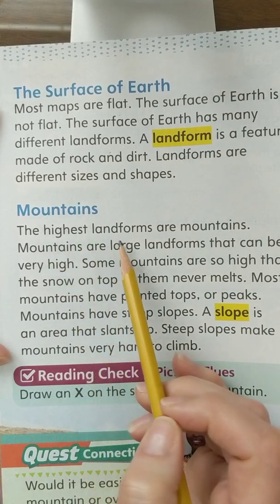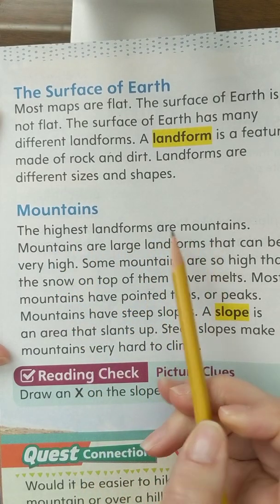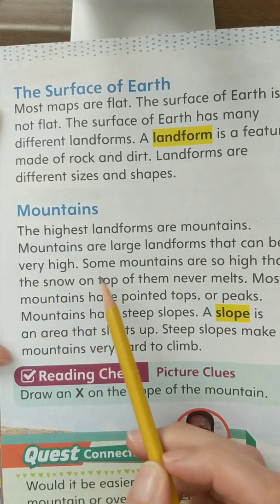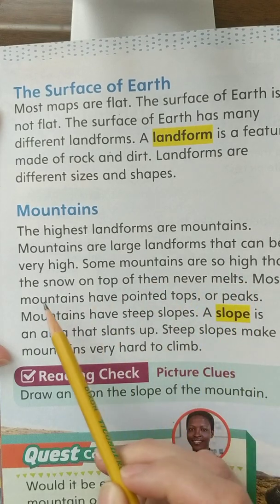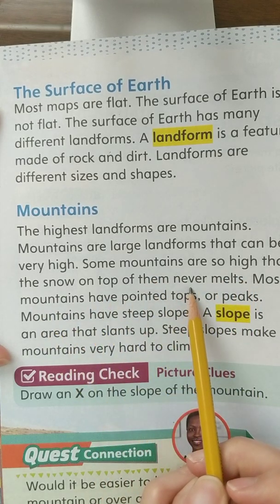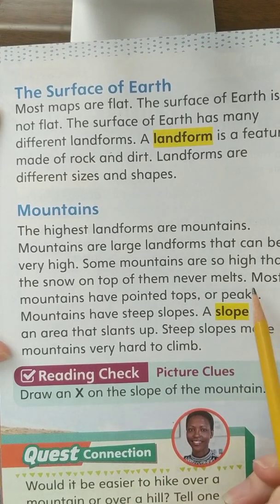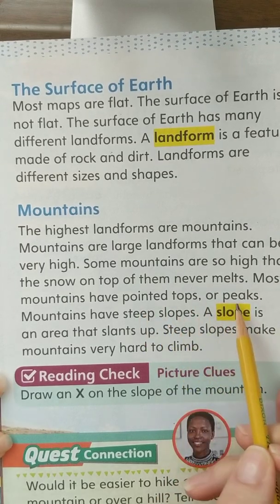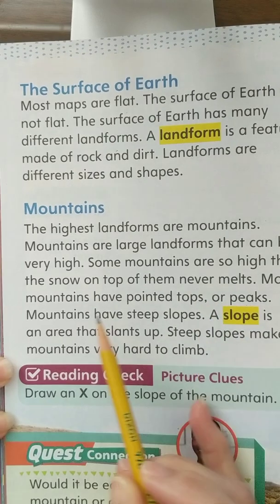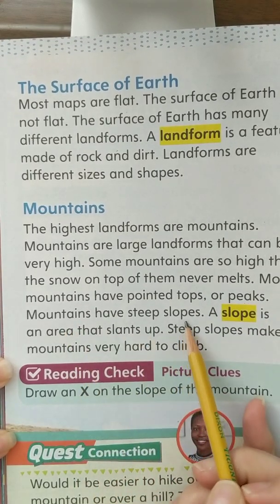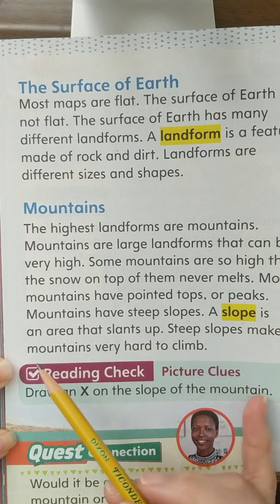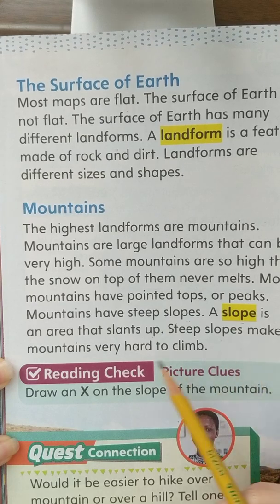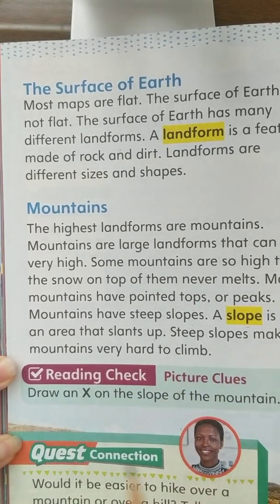Mountains. The highest landforms are mountains. Mountains are large landforms that can be very high. Some mountains are so high that the snow on top of them never melts. Most mountains have pointed tops or peaks. So the top of the mountain is called a peak. Mountains have steep slopes. A slope is an area that slants up. Steep slopes make mountains very hard to climb.